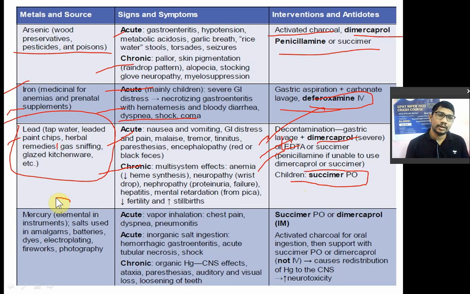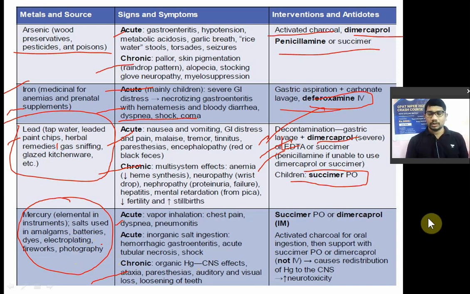Mercury is present in different elements in the instruments, like your blood pressure instrument, thermometer, spirometer. What is in them? Mercury. Now salts are used in the amalgam, batteries, dyes, electroplating, fireworks and photography. So if you get mercury poisoning, acute symptoms are vapor inhalation, chest pain, dyspnea, pneumonitis. Chronic symptoms are due to the organic metal: CNS effects like ataxia, paresthesia, auditory and visual loss, loosening of teeth.